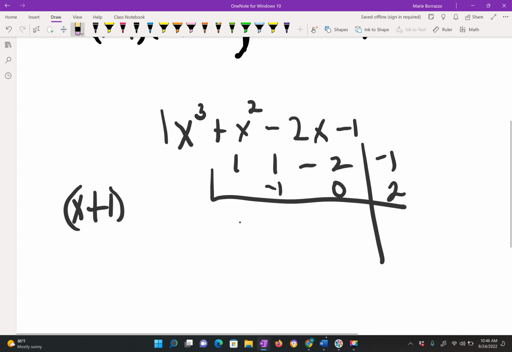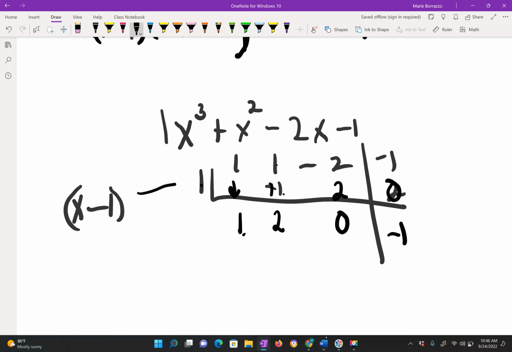If I do x with a plus 1 instead, so that this factor is negative, which is what I have in the original factorization, I drop the 1. 1 times 1 is 1. 1 and 1 is 2. 1 times 2 is 2. Which gives me a 0. 1 times 0 is 0. And I still get a negative 1. So that means that one of my factors is x minus 1 given this, right? And then the other factor, this now becomes 1x squared plus 2x. And then I have a remainder of 1.